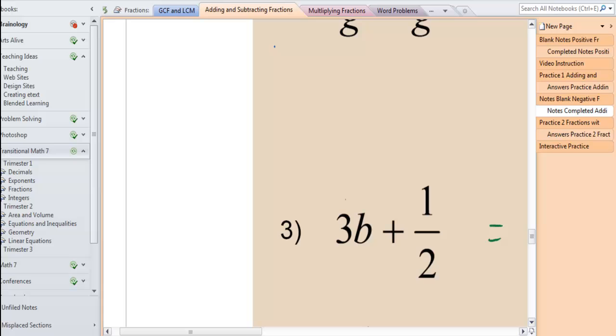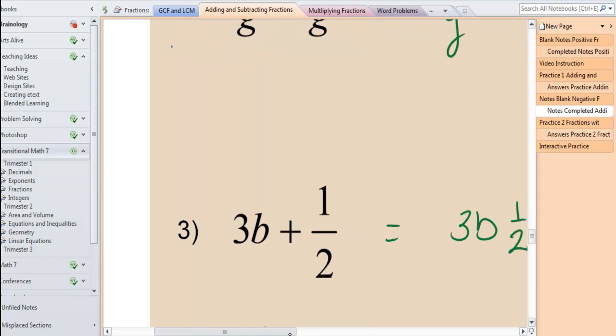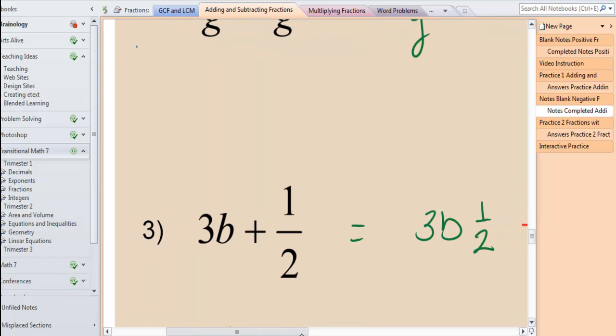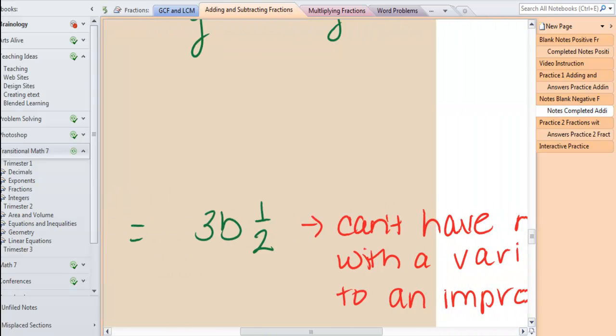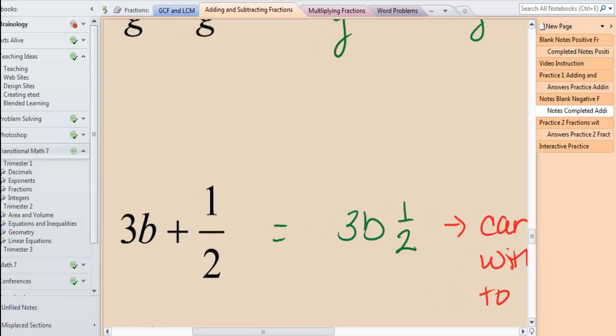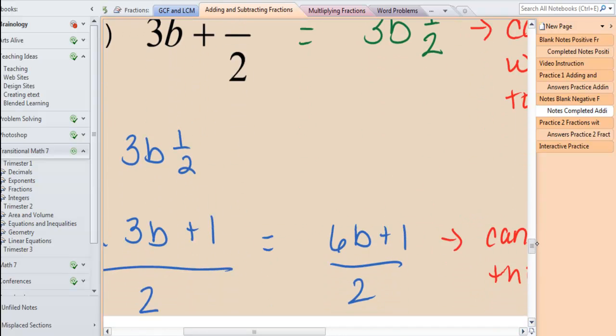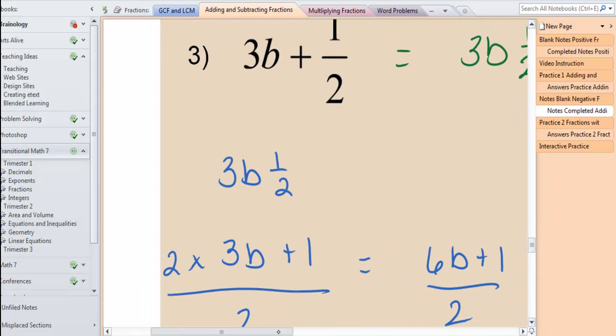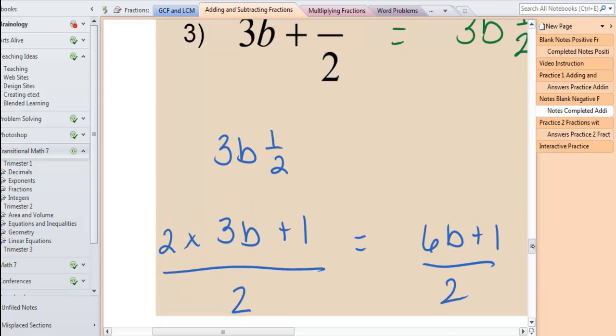There's a couple ways to do it. So let's start off with one technique. We write 3b and a half, and then what we're going to do is change it to an improper fraction, the way we always change mixed numbers to improper fractions. So let's think through how we would do that with a normal problem. Like let's say we had 6 1/2.